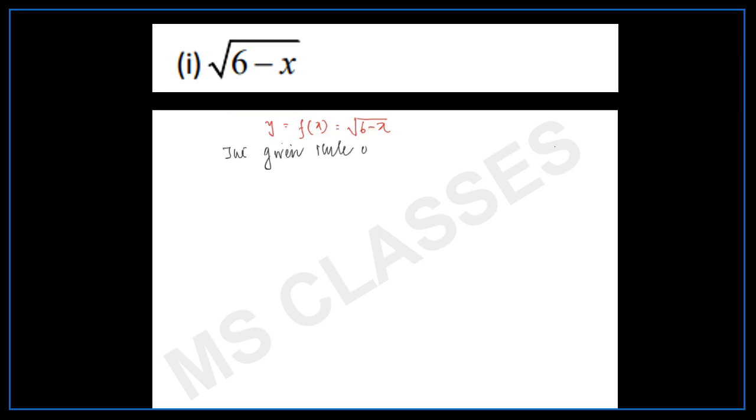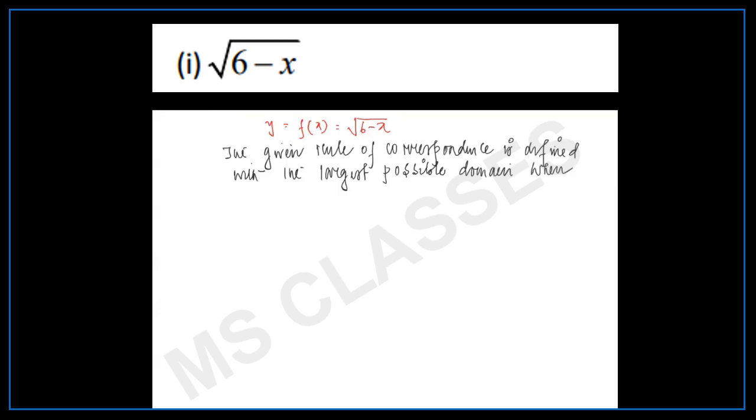The given rule of correspondence is defined with the largest possible domain when 6 minus x is greater than or equal to 0. This means x is less than or equal to 6. And this implies x belongs to minus infinity comma 6 closed.